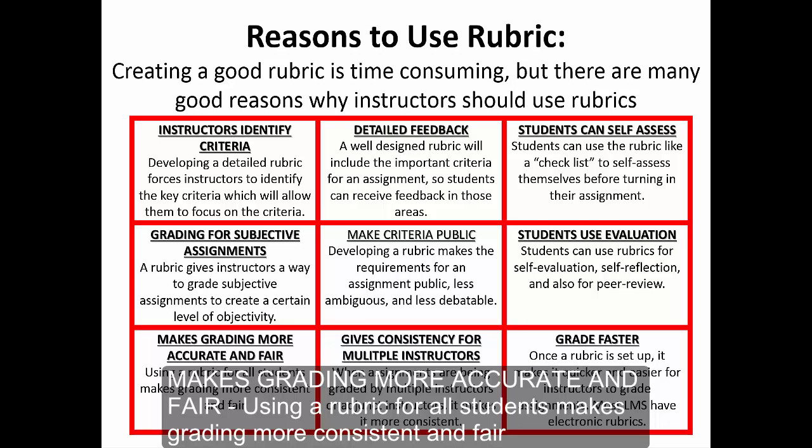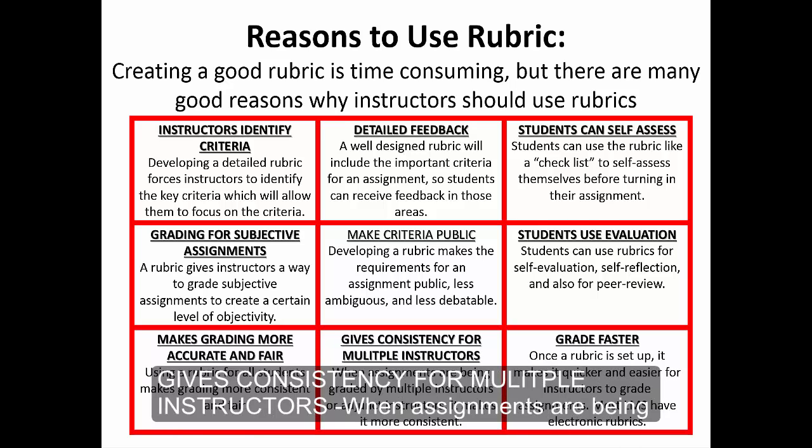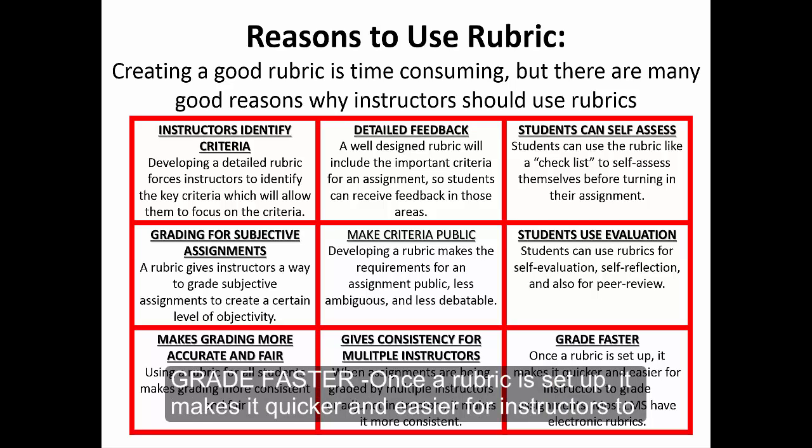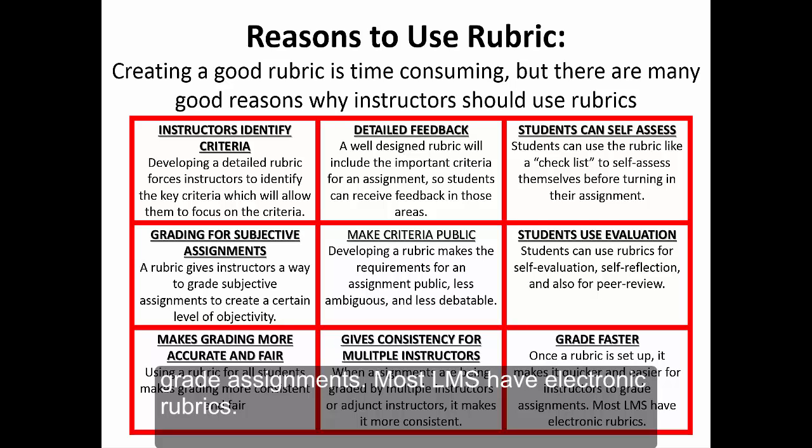Number seven, makes grading more accurate and fair. Using a rubric for all your students makes grading more consistent and fair. Number eight, gives consistency for multiple instructors. When assignments are being graded by multiple instructors or adjunct instructors, a rubric makes it more consistent. And number nine, grading faster. Once a rubric is set up, it makes it quicker and easier for instructors to grade assignments. Most learning management systems have electronic rubrics, which really makes it fast.